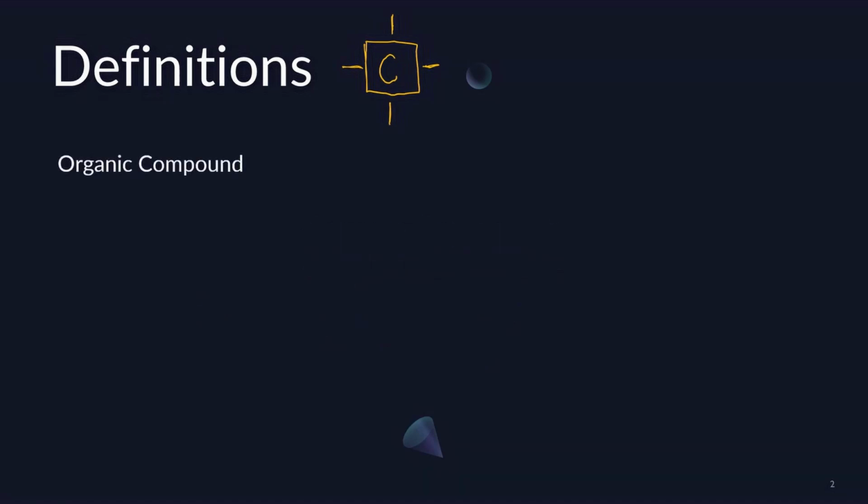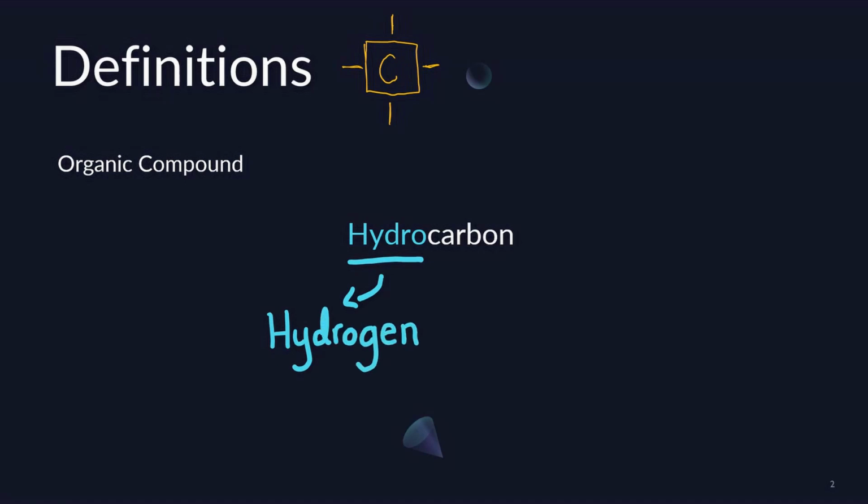One type of organic compound are hydrocarbons. Hydro, meaning hydrogen, and carbon, just meaning carbon. So a hydrocarbon is simply a molecule consisting of only hydrogen and carbon atoms.